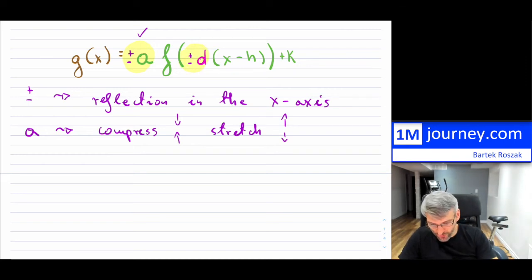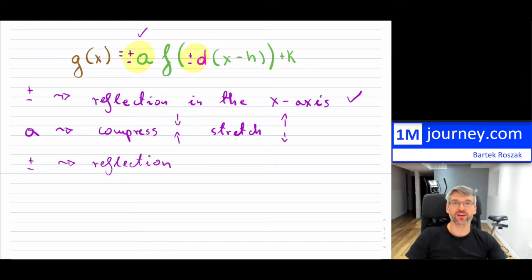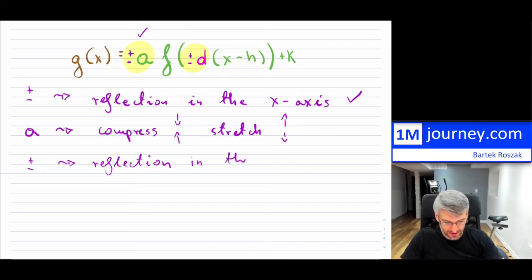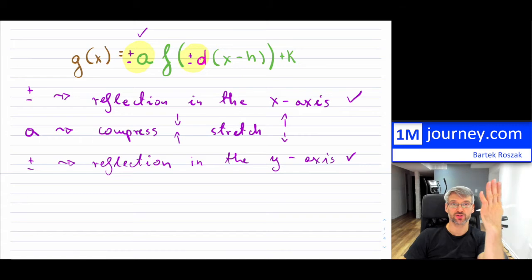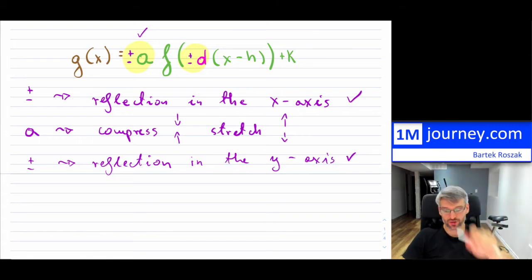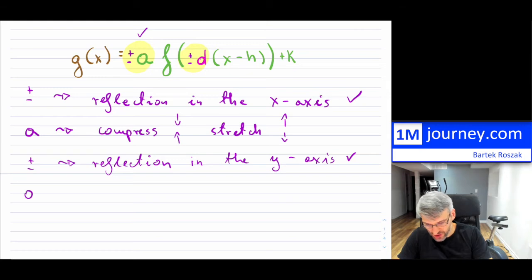Well, so for the D, again, if it's positive or negative, this is again going to be some kind of a reflection. And you might guess, if A reflected it back through the x, then this should reflect it back in the y-axis. So if we graph it, there should be a reflection, a mirror image. So let's see that happening in just a moment.